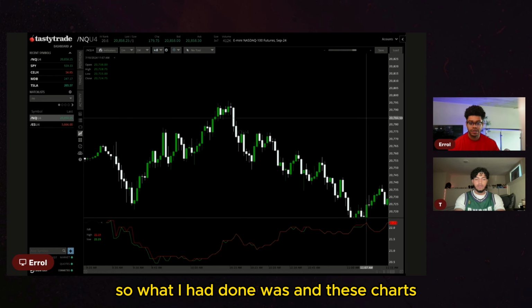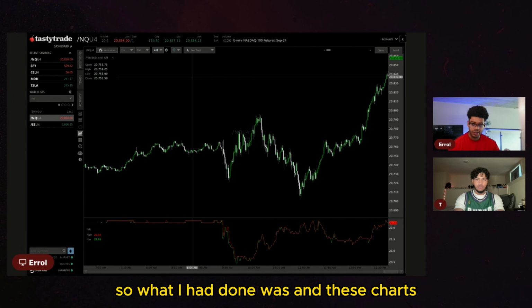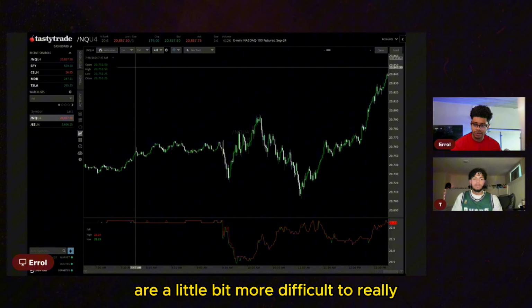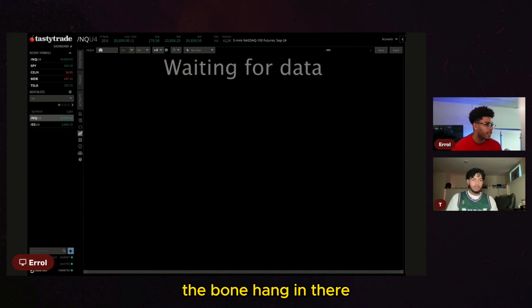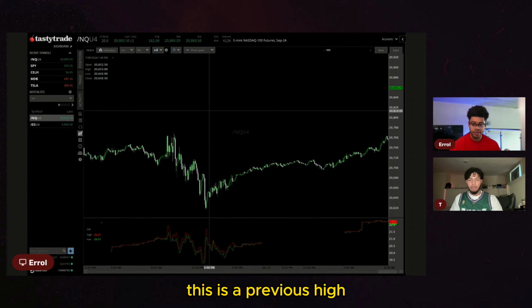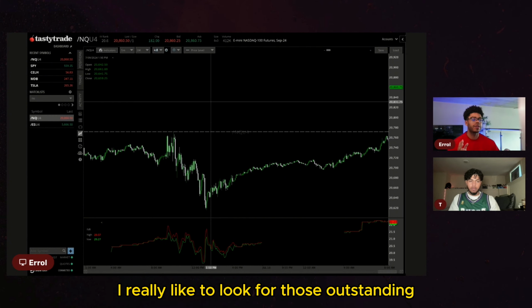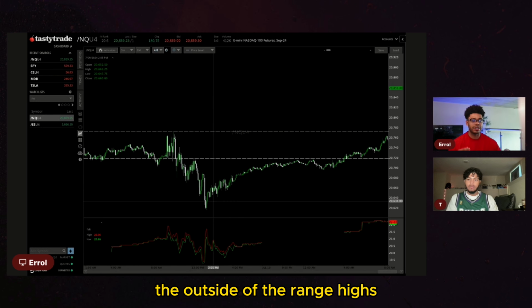Cool. So what I had done was, and the scaling on these charts is a little bit more difficult to get a really great picture of it, but hang in there, be patient with me. So this was the previous high, right? This is a previous high. I really like to look for those outstanding highs and lows. There's a high right here too, but I'm talking about the outside of the range highs. You know what I'm saying?